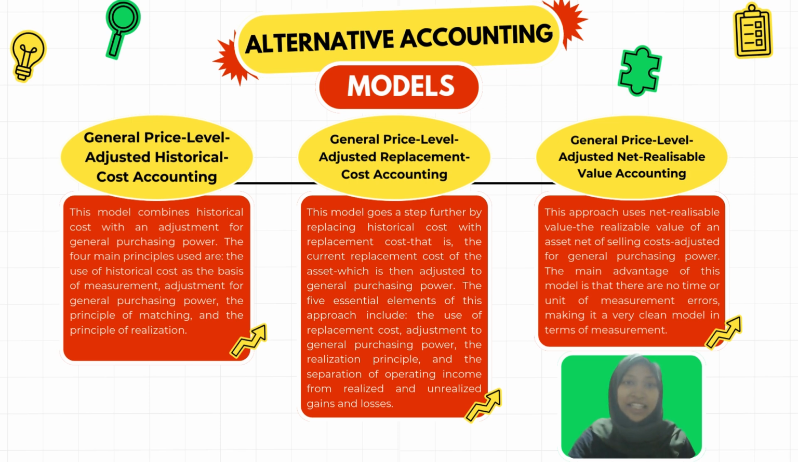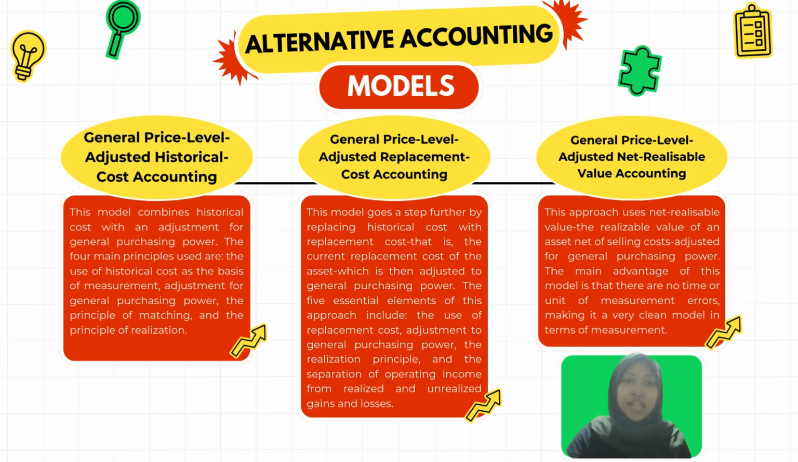Next material is alternative accounting models. Alternative accounting models are accounting approach that adjust financial statement to change in general price levels so that financial information remains relevant and accurate. There are three models. One is general price level adjusted historical cost accounting. This model combines historical cost with an adjustment for general purchasing power. Under this approach, the values in the financial statement are still based on historical cost but adjusted for inflation or the purchasing power of the prevailing currency.